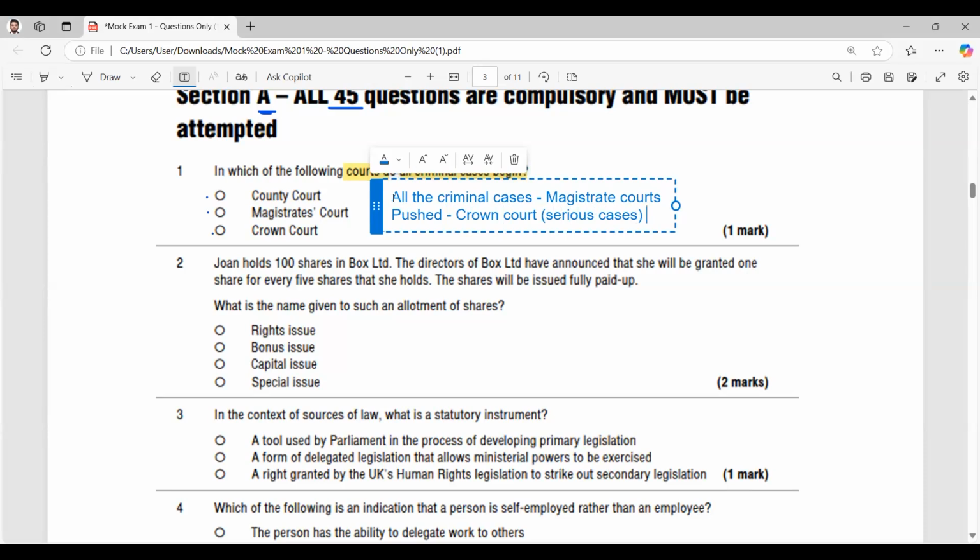Then, what do we mean by the county courts? County courts are dealing with the civil cases, right? So county courts mostly deal with civil cases. Civil cases are dealt with under the county courts.